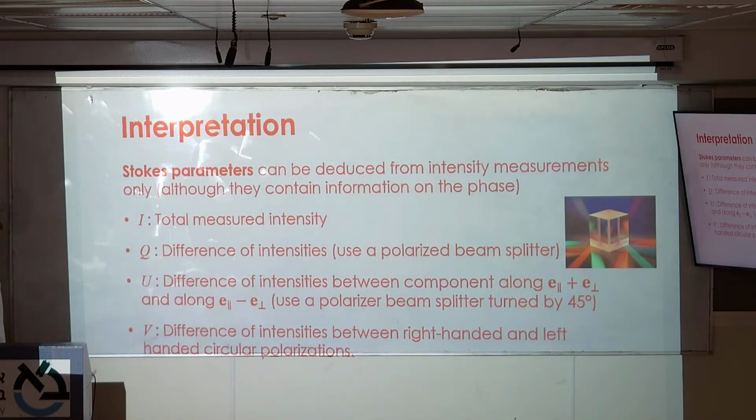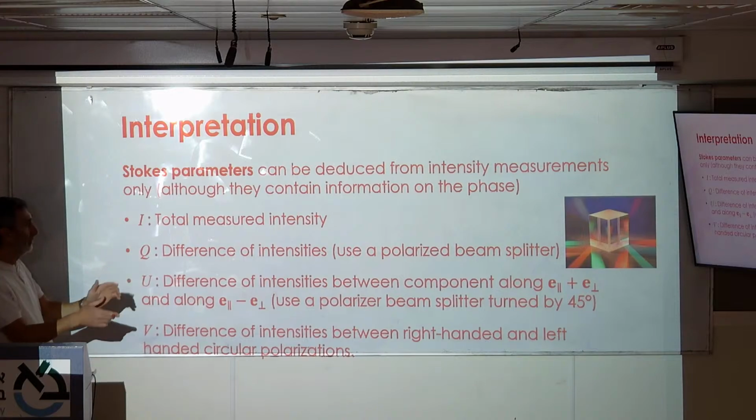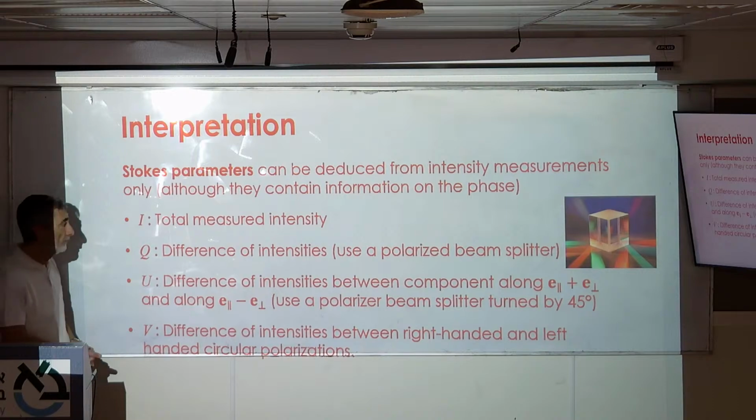Okay, so how do you do that? You use a polarized beam splitter. It looks like a cube like that. The light goes through. One polarization is transmitted, the other one is reflected or is deviated by the cube. So you can separate the 2 components, and from that you can calculate the Q, which is the difference between the 2 intensities. So that's possible to measure.